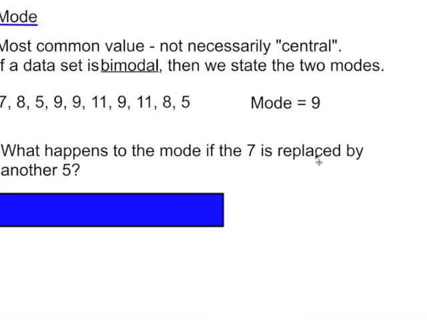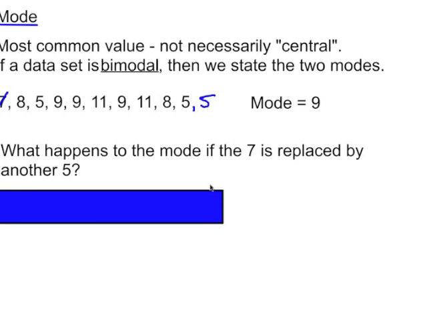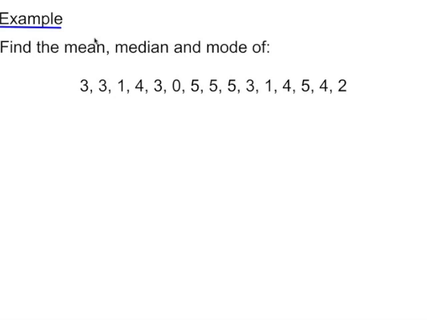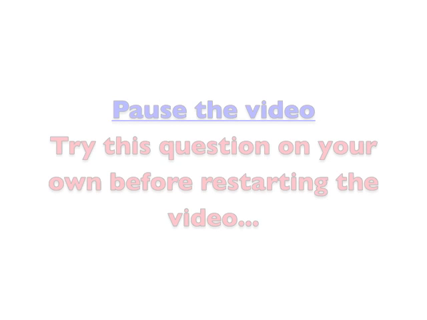However, if we replace the 7 with another 5, we have 3 5s as well as 3 9s, and now we say that the data is bimodal and that the modes are 5 and 9. Now I would like you to pause the video and find the mean, median and mode of this data set, preferably without using a calculator.